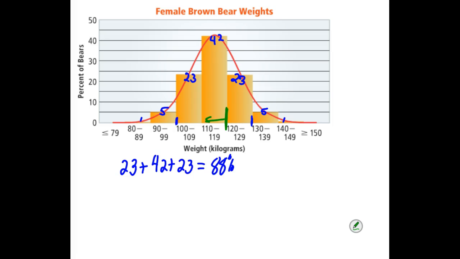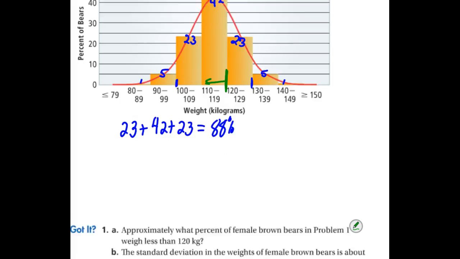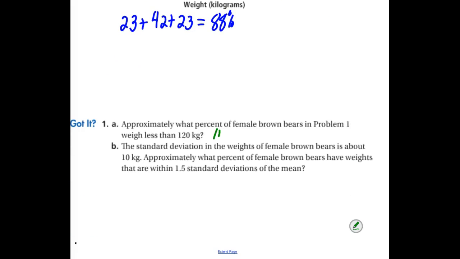that particular question. All right, so we would take the 42 plus 23 plus 5 plus 1. If we were going to add, we would take 100 minus 23 plus 5 plus 1 if we were going to do it the other way. Okay? What do we end up with? 23, 5, and 1 gets us 29. What's 100 minus 29? Okay, so we're talking 71% of the female brown bears weigh less than 120 kilograms.